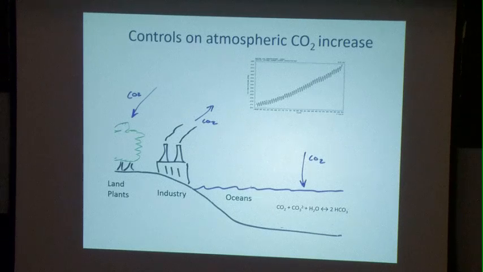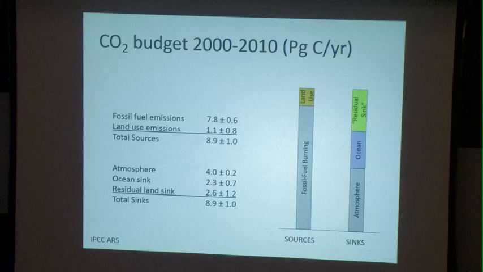And what I'm going to do next is just jump to a slide that gives you a synthesis of what the recent partitioning of these sinks is estimated to be. This is from the latest of the so-called IPCC reports. And here's a table showing the magnitude of fossil fuel emissions. The units here are billions of tons or petagrams of carbon per year. Fossil fuel is up at 7.8. The atmosphere is increasing at slightly more than half the rate of fossil fuel burning at 4.